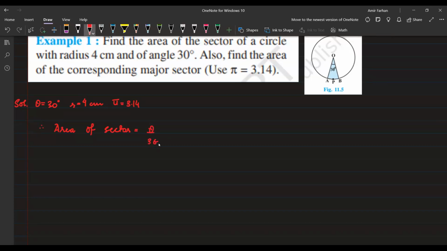Theta by 360 into pi r square. Theta is 30 degree divided by 360 degree into pi, which is 3.14. R is 4 into 4.